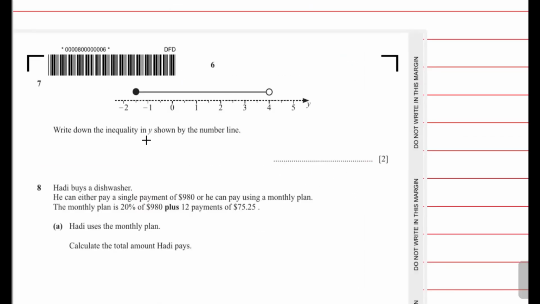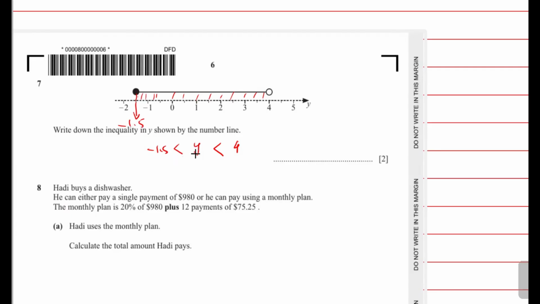The next question. Question 7. Write down the inequality in y shown by the number line. This is the number line and this is the region for the inequality. In this region, the values start from minus 1.5 to 4. Therefore, the value of y will be greater than minus 1.5 and less than 4. And this minus 1.5 value lies on the region, and this is the solid circle. It shows that this value lies in the inequality.